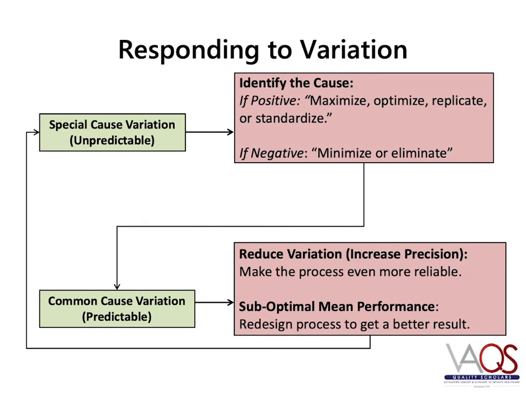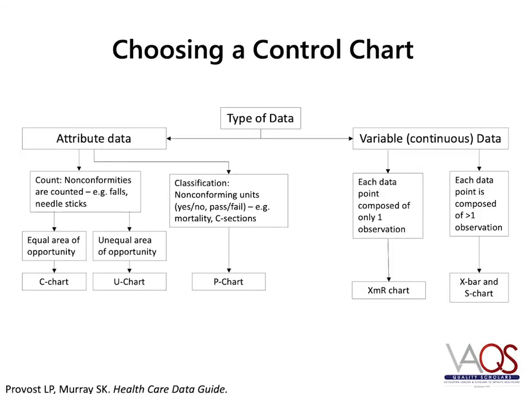If not, teams can work to make the system more reliable by increasing precision or redesign the process to get a better result. In this mini-module, we have learned about two of the most commonly used statistical process control charts in healthcare improvement. In future mini-modules, we will explore the statistical process control charts used for count data and for continuous data when there is more than one observation per data point.